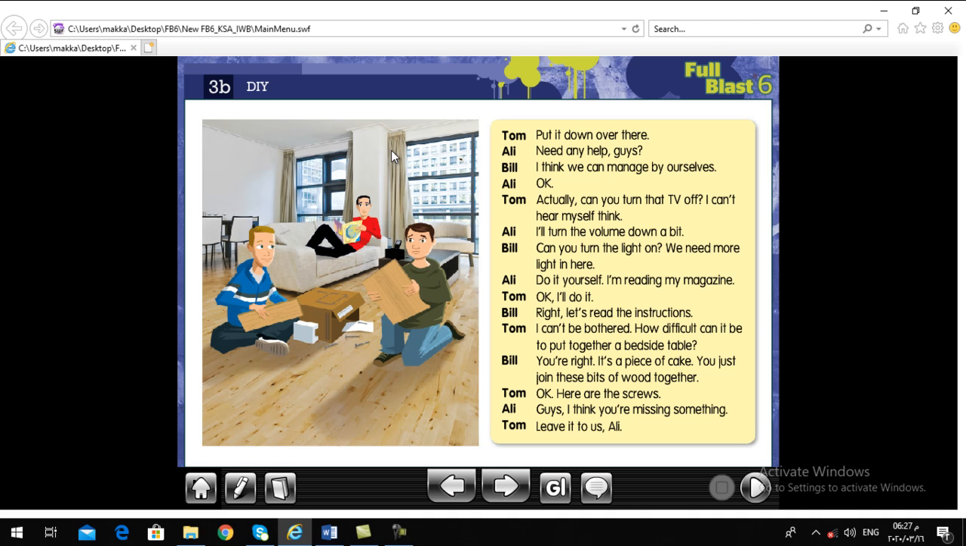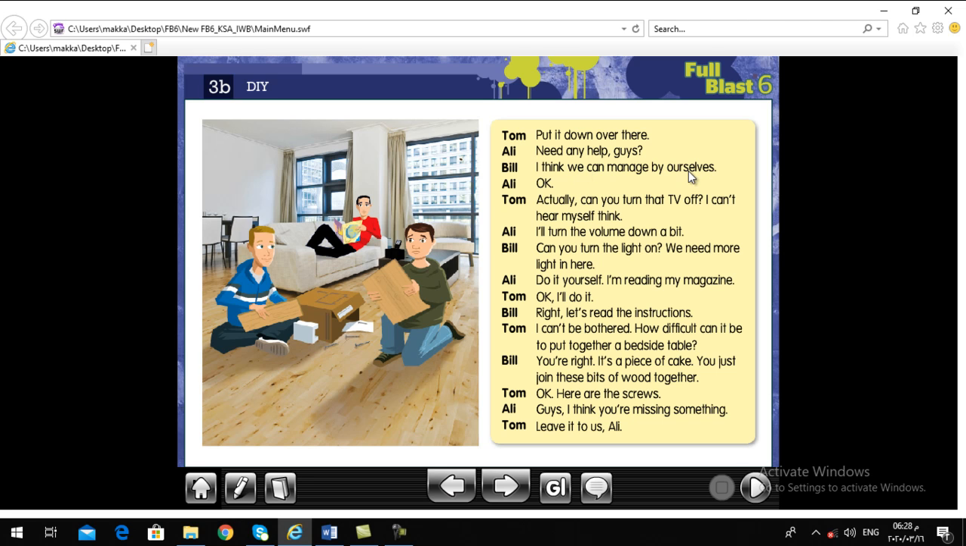So the question now: Did Ali offer to help them? Yes, he offered. Did they agree? No. How do you know? Bill said, "I think we can manage by ourselves." So as you see, Bill and Tom want to do it alone. What's the word that shows that they want to do it alone? By ourselves. What do we call ourselves here? This is a reflexive pronoun. Refers to whom? To we, the speakers, Tom and Bill.